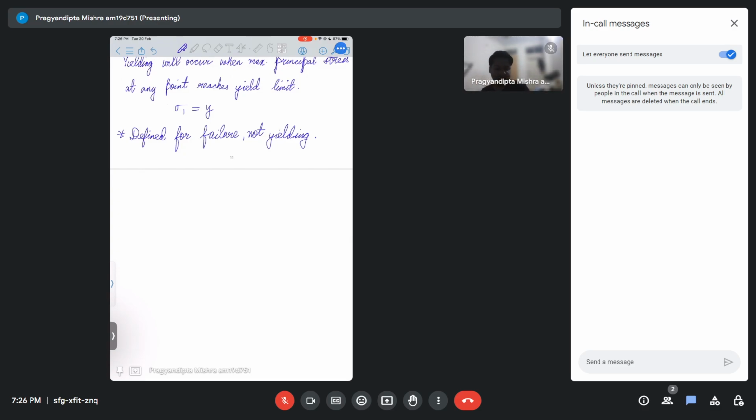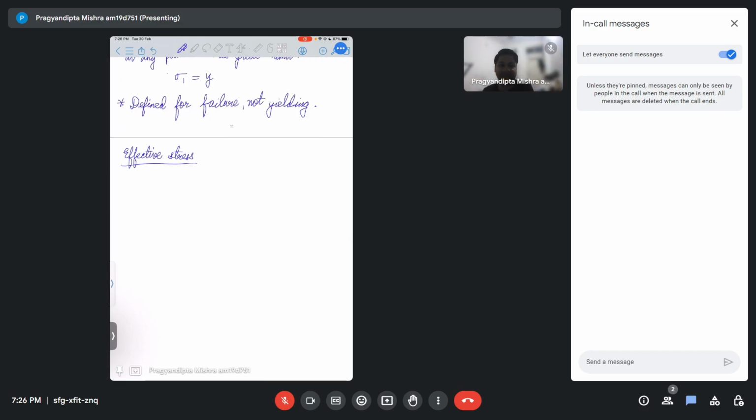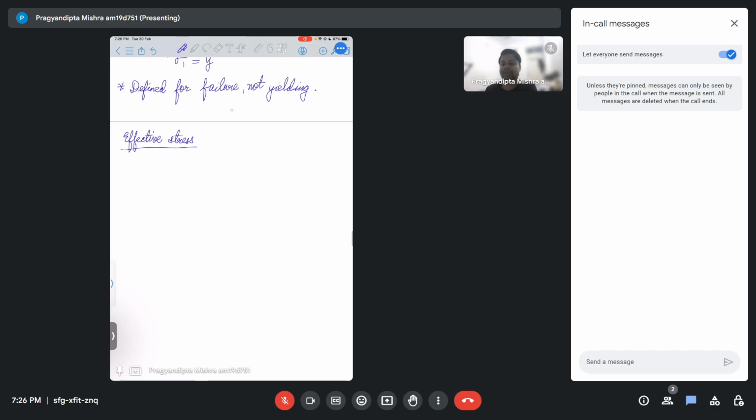One last concept that we will talk about before we move on to the problems for today: the concept of effective stress and effective strain. Very important in case we are looking at failure criteria or yielding criteria, because we need to understand the effective value of stress for a particular state of stress, and that we can equate directly to the yielding value, so that we can get the value of failure directly. If you can remember this, we can directly apply it.